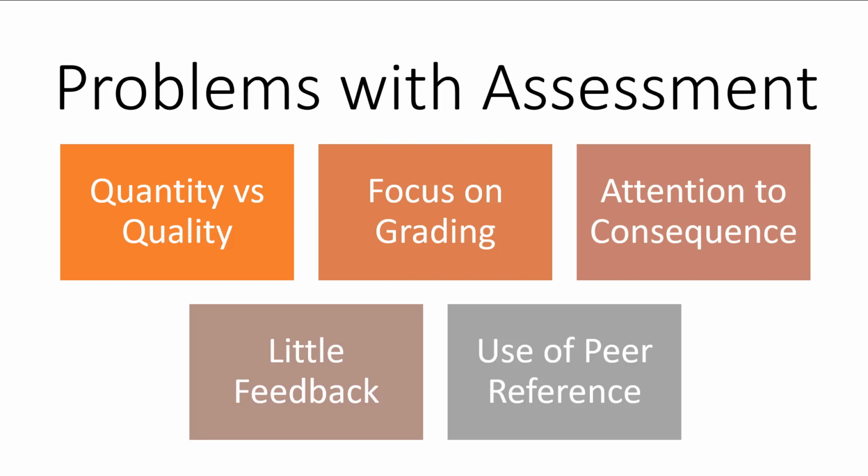And finally, the use of peer reference. What is peer reference assessment? Well, it's sometimes called norm reference assessment. It's assessment based on a relative achievement within a given group, for example, grading on a curve. And we'll talk a little bit more about that in our discussion on grading.